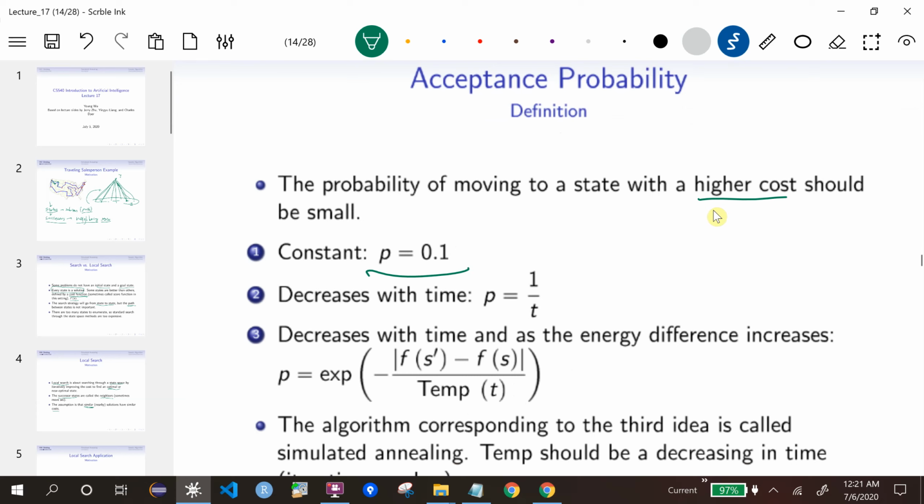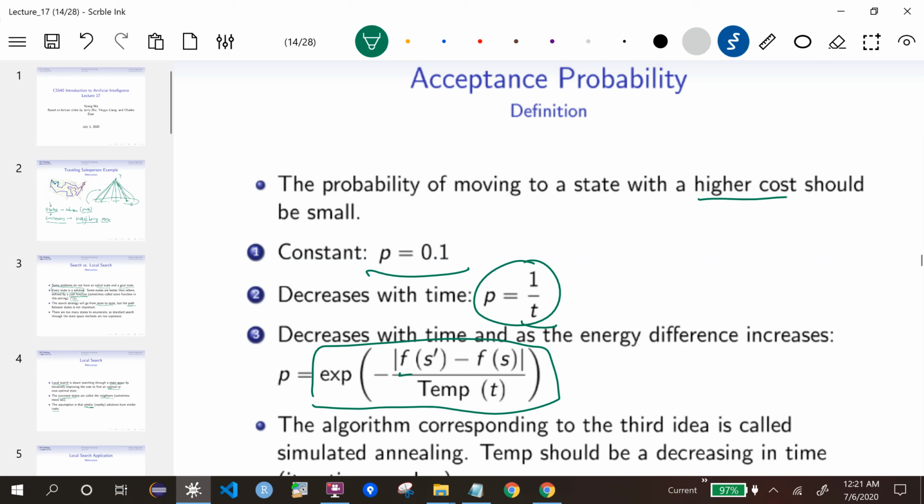So one way is to use the constant probability, and it turns out the performance is not great. So we should probably change the probability over time. And 1 over t sometimes is too fast. You need some kind of constant in front to control the speed. So one way that turns out to be a good way is to use a formula like this.